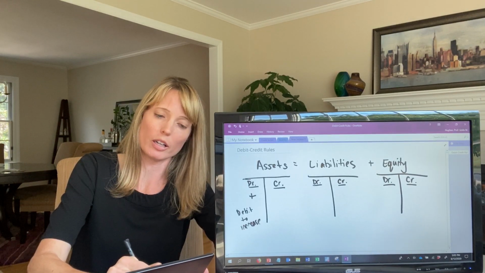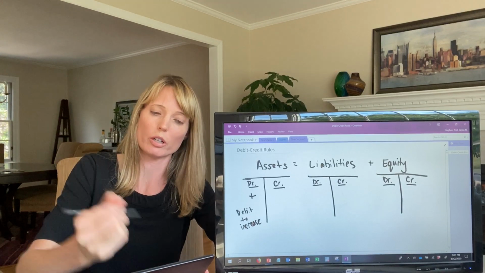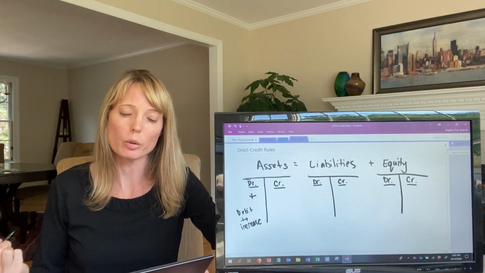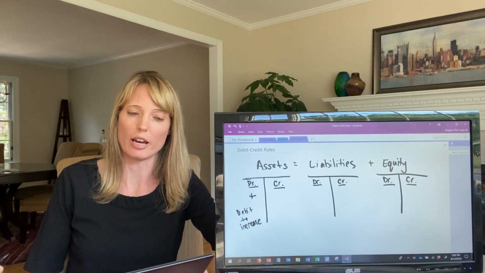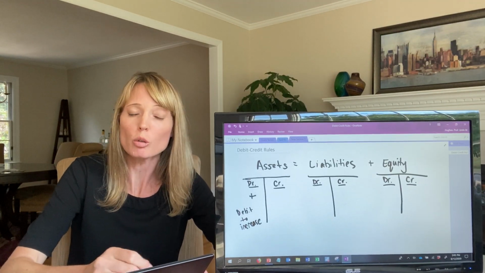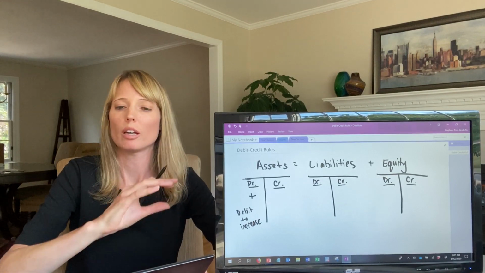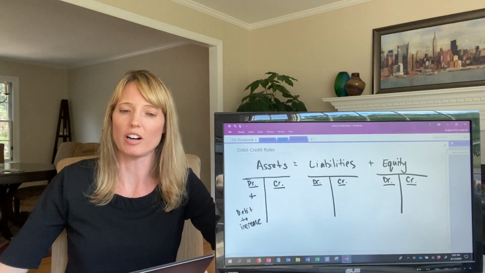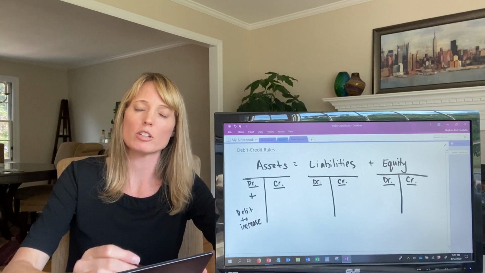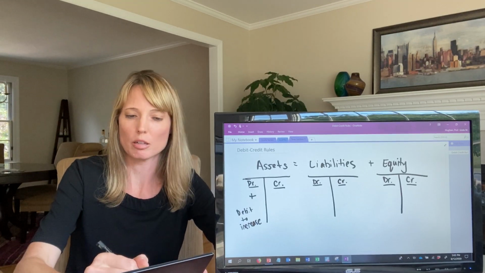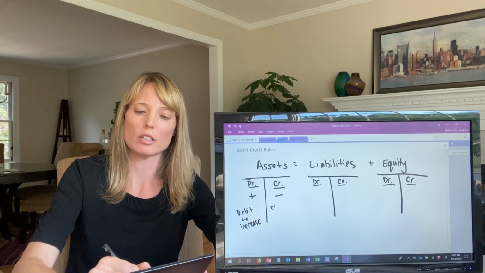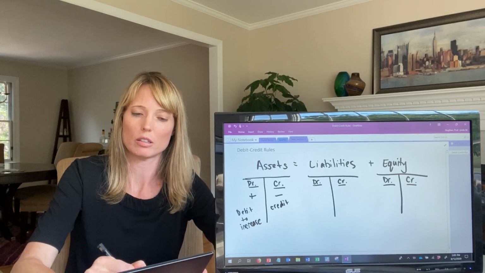Every asset account, cash, accounts receivable, inventory, property, plant, and equipment, goodwill, other intangible assets: debit to increase an asset. Once you know one of these rules, everything else follows along. If we debit to increase an asset, how could we decrease an asset? Has to be with a credit. So we credit to decrease an asset account.